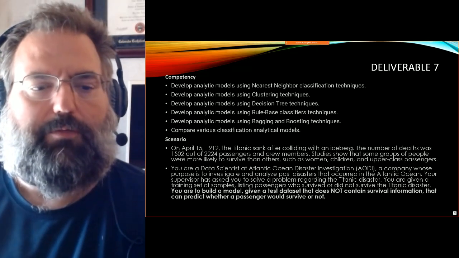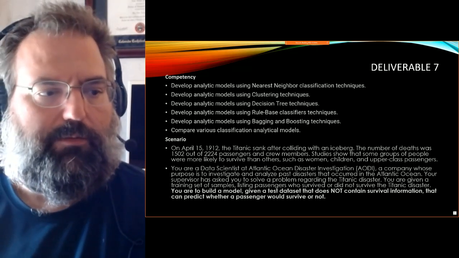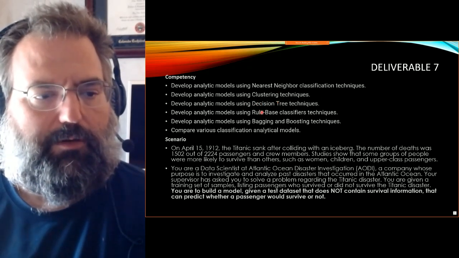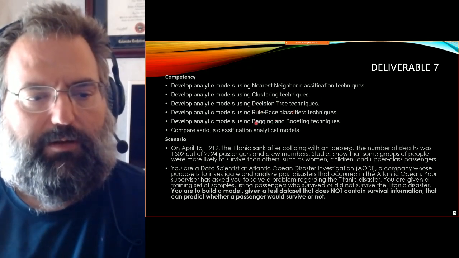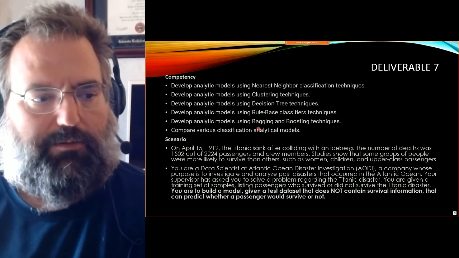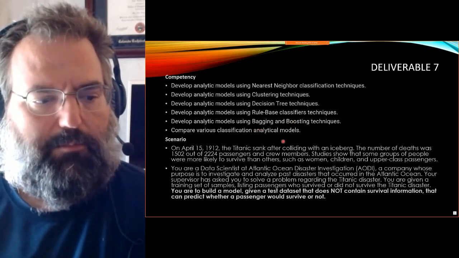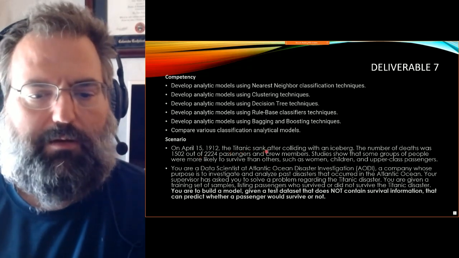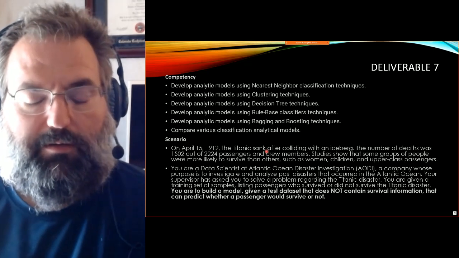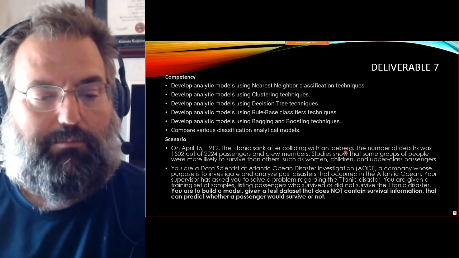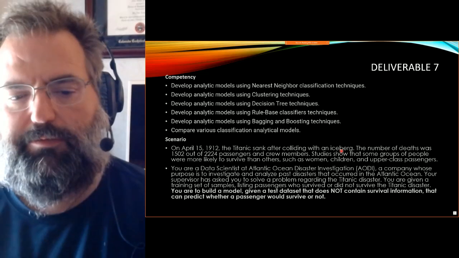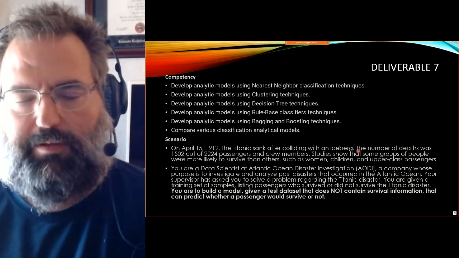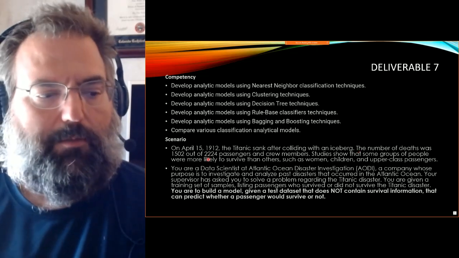This is kind of the piece where you pull it all together. So you develop an analytics model using nearest neighbors classification, clustering, a decision tree, some rule-based classification, bagging and boosting, so your ensemble methods, and you compare the various analytic models. You do this by going through the Titanic data set. And as you probably know, it went down likely because it hit an iceberg, although there's some discussion around that lately. The part of that that was interesting was it was claimed to be unsinkable and so on and so on.